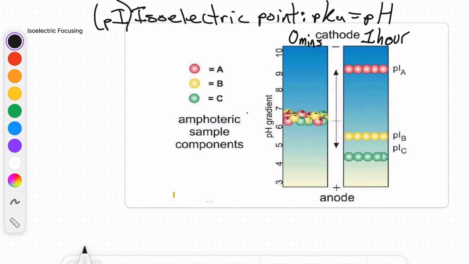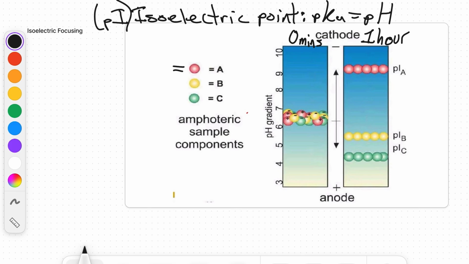So on this y-axis here, we have the pH gradients. And the red one starts in the middle, and it migrates up to about 9. So in this case, for the red one, we know the pI is at 9, and the pKa, once again, that's our innate property of the protein. That's not going to change. We know that our pI is equal to just above 9. I'm just going to round it to 9.